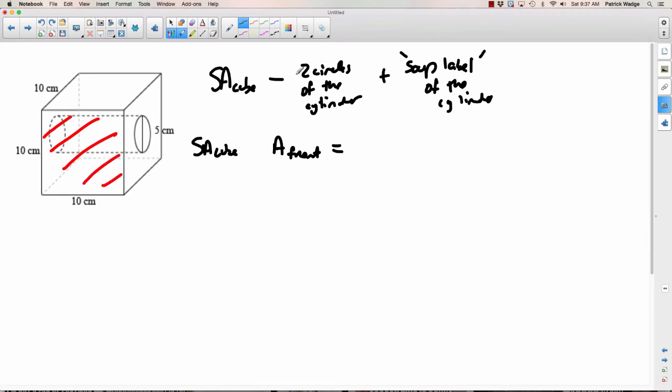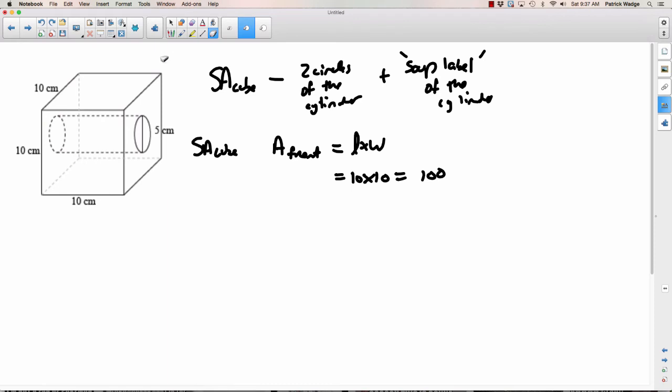So again, you could do side squared or you could do length times width. The dimensions are 10 by 10, which equals 100. And how many faces are there that we're worried about? We're worried about the whole cube. And on the whole cube, there's 6 faces: front, back, top, bottom, left, right. So we have to multiply that by 6, and we get 600.